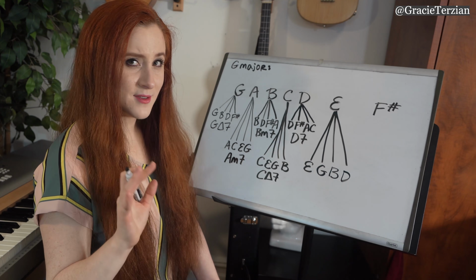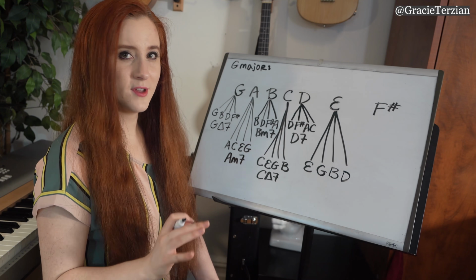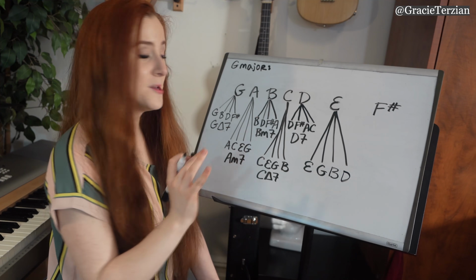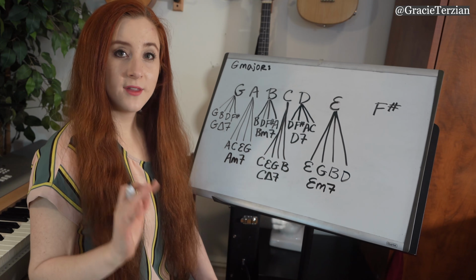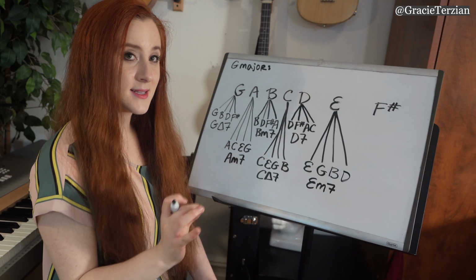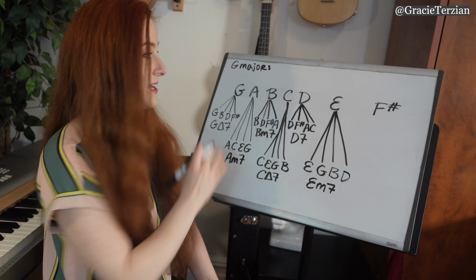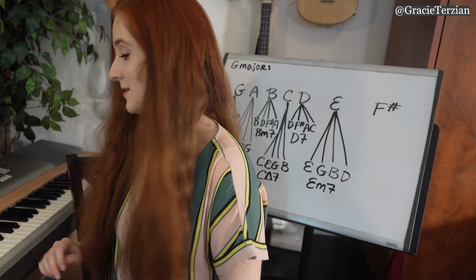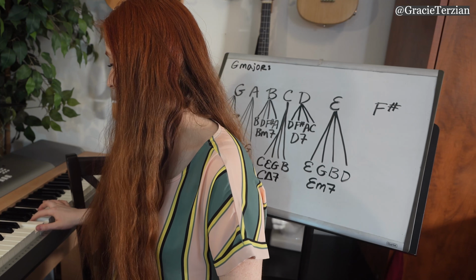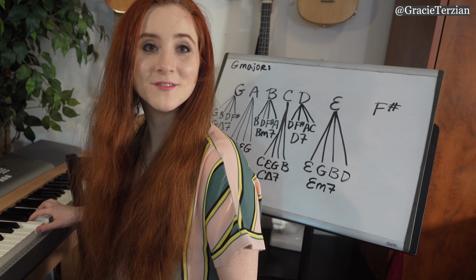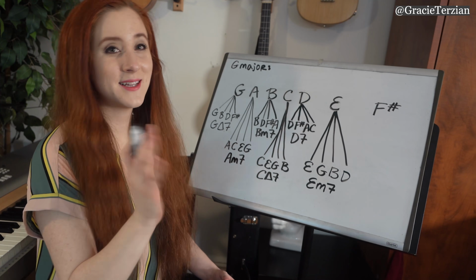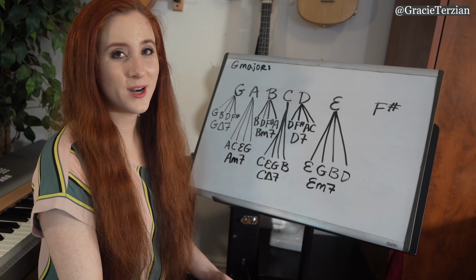And when I play these 4 notes together, the name of the chord that I'm playing is called an E minor 7th chord. E minor 7. Therefore, E minor 7 is the 6th diatonic chord in the key of G major. And this is what it sounds like. E, G, B, D, E minor 7.